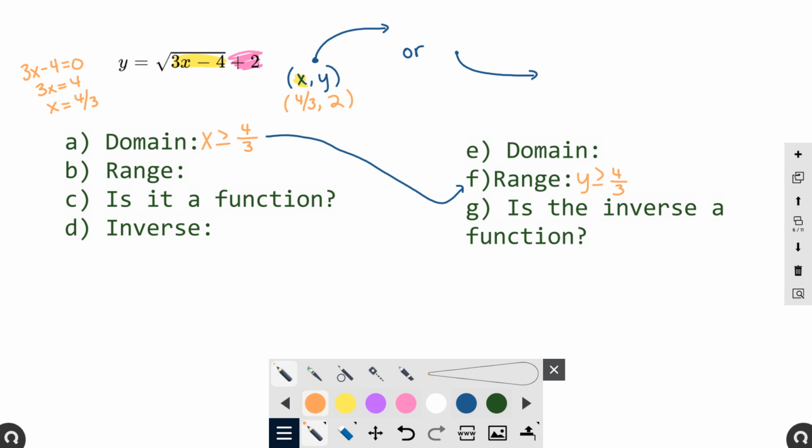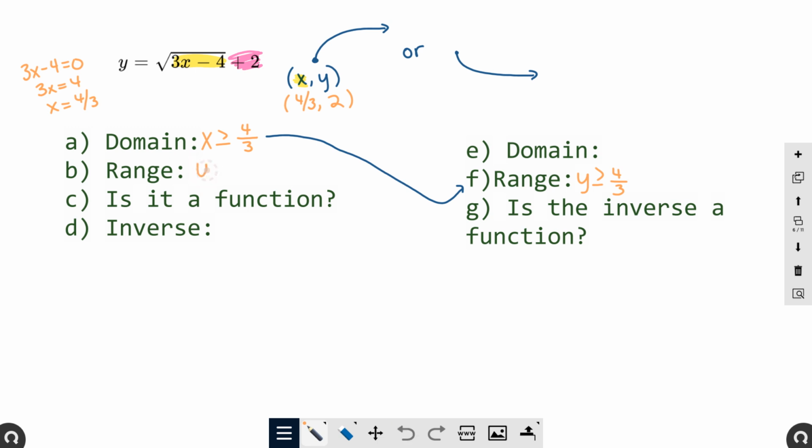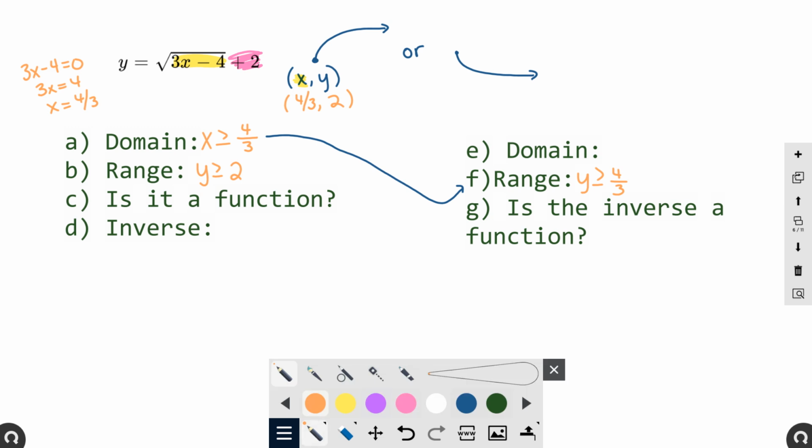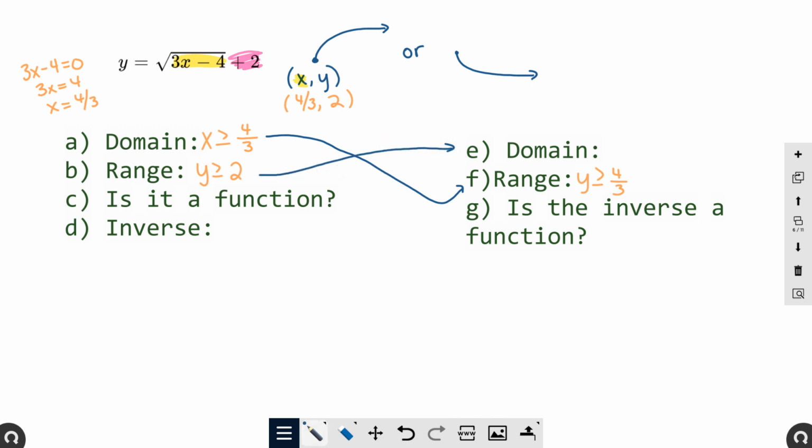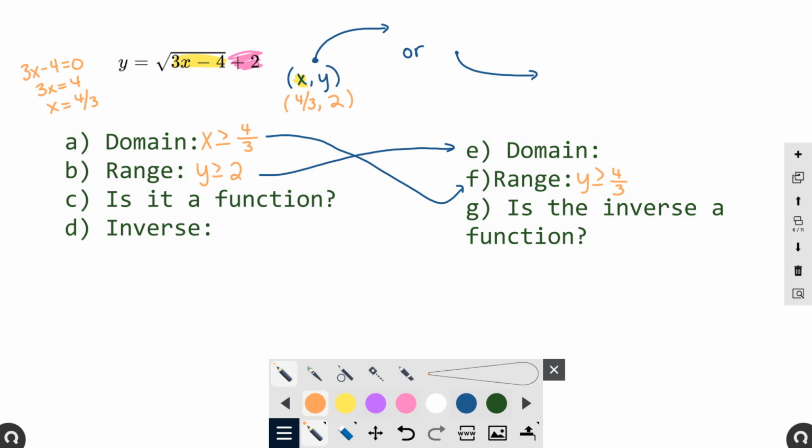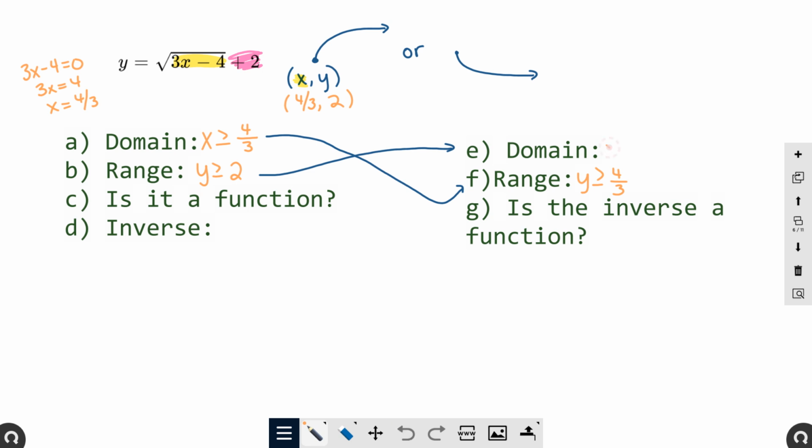Now let's go back and look at our original range. So range deals with the y value of 2. So y is related how to 2? Well, I'm going up and over, so it would be greater than or equal to 2. Which brings me to my domain would be x is greater than or equal to 2. So remember, domain and range flip because your x's and y's flip.